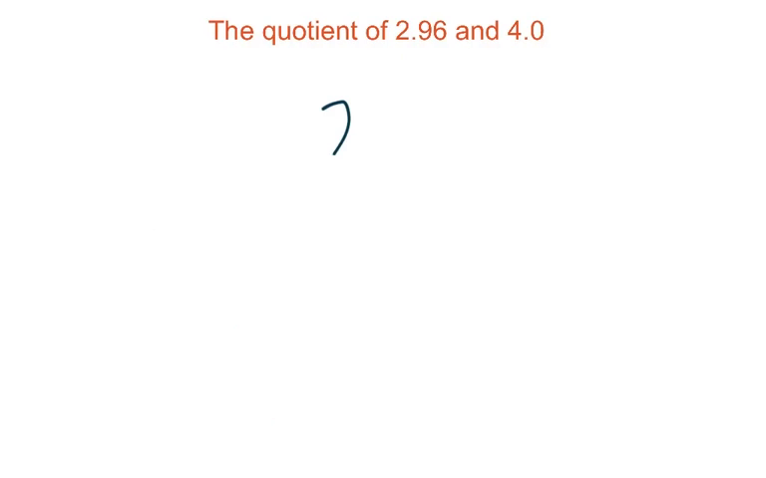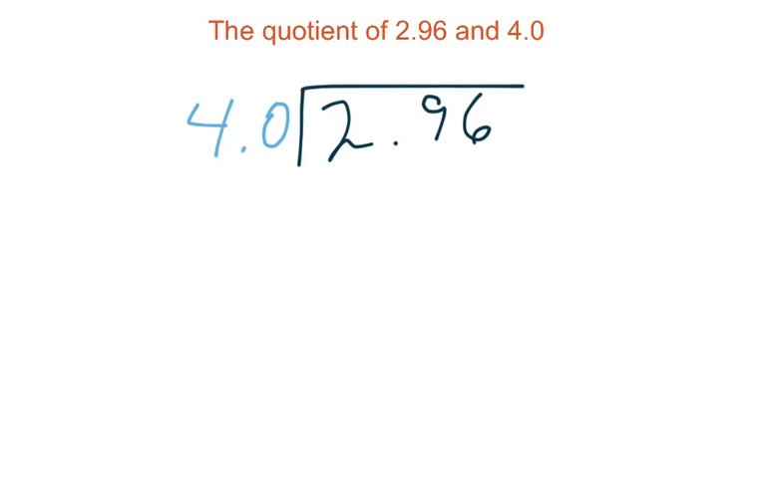So I know that means I have 2.96 as my dividend here, and I'm going to divide by 4.0 just like that. When I put 4.0, I know I can move my decimal point. I have a decimal point right here in 4.0. If I move my decimal place over here to the end of that number, then I'm just going to do the same thing over here and put my decimal point at the end right there. So now I have 296 basically divided by 40.